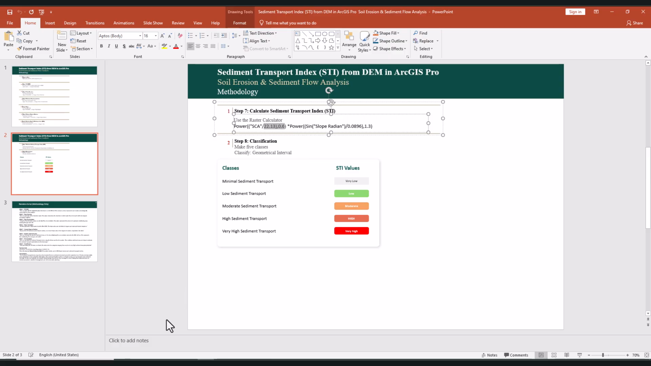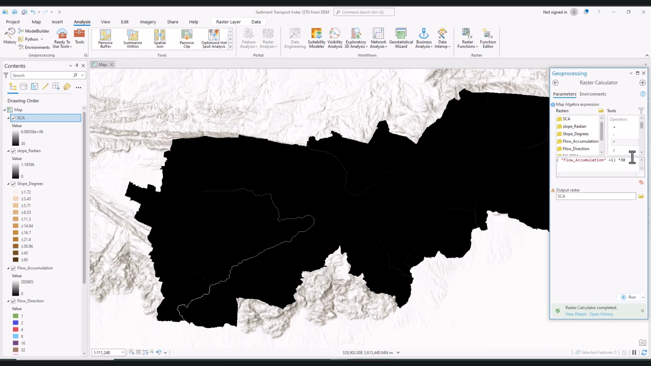Now we calculate the Sediment Transport Index using the Moore and Burch equation. This combines catchment area and slope to estimate the sediment transport potential across the landscape.